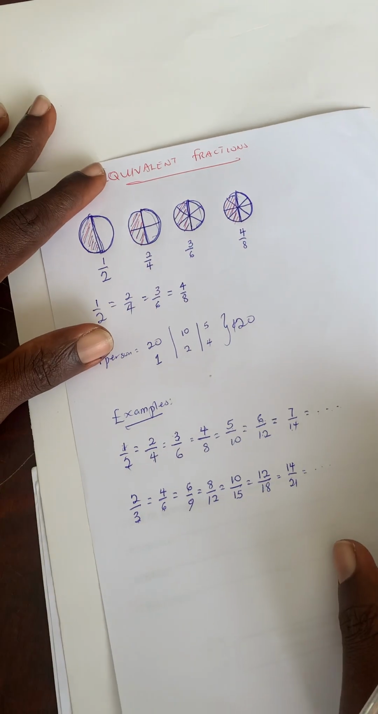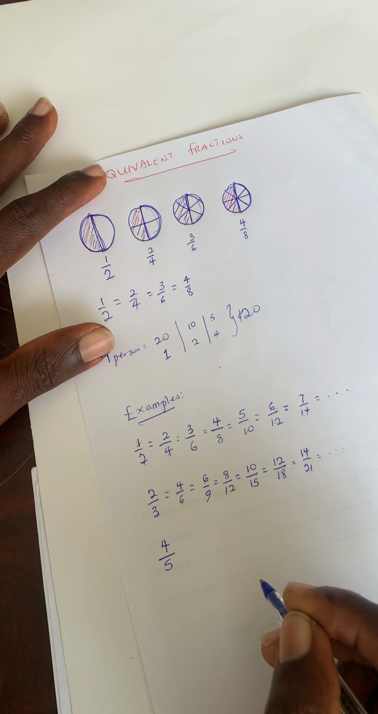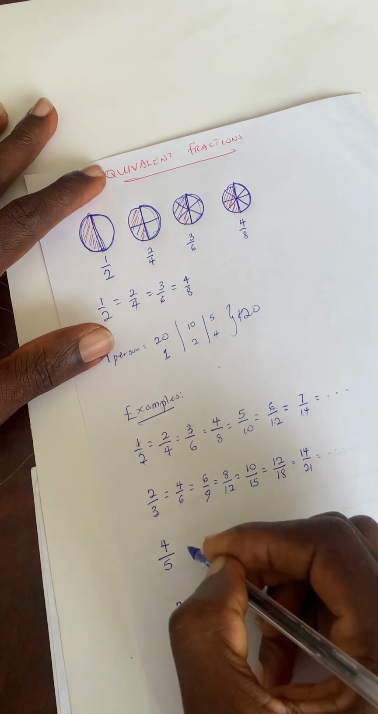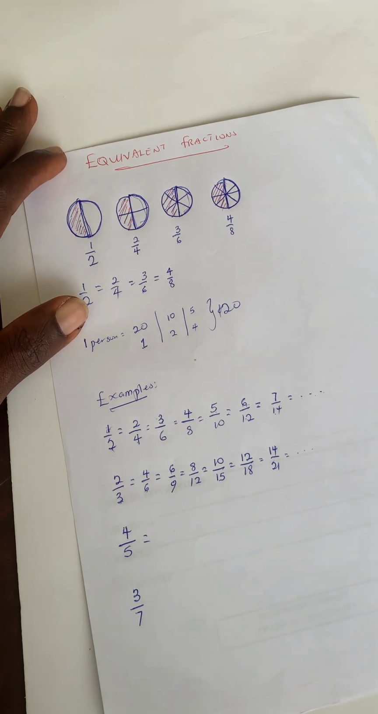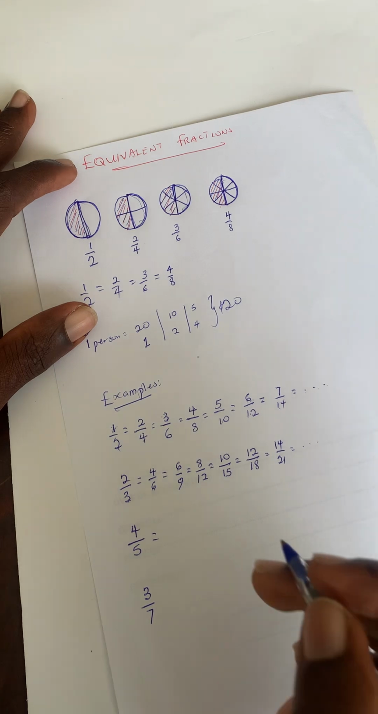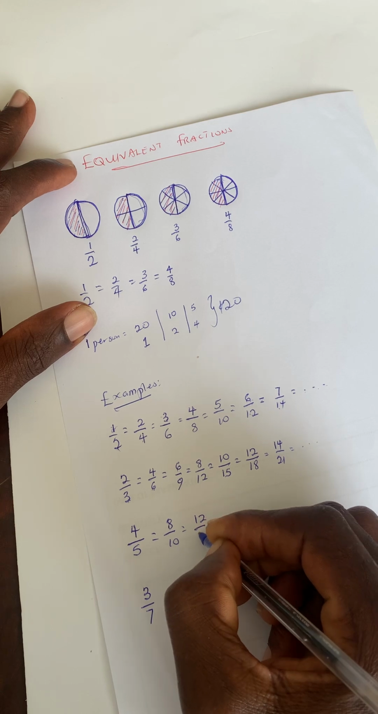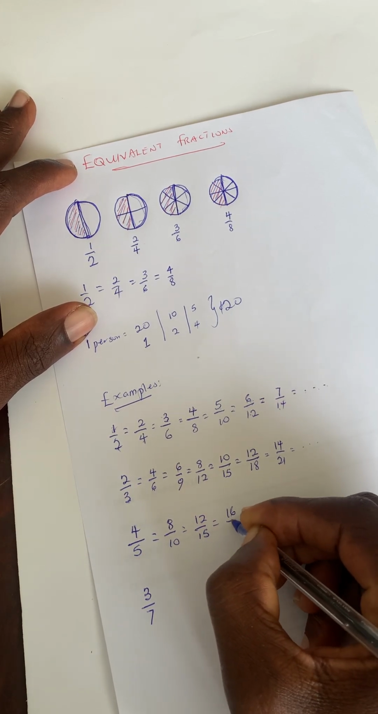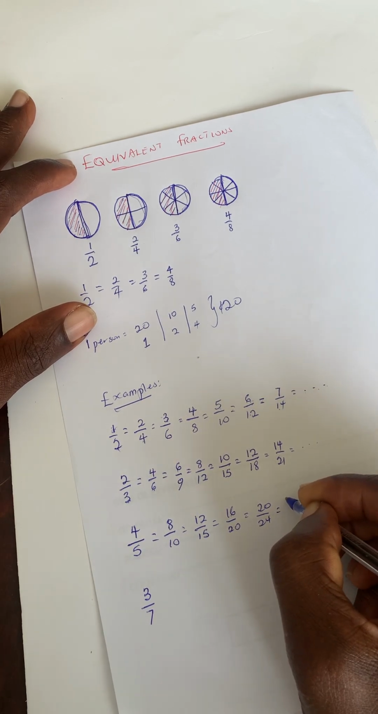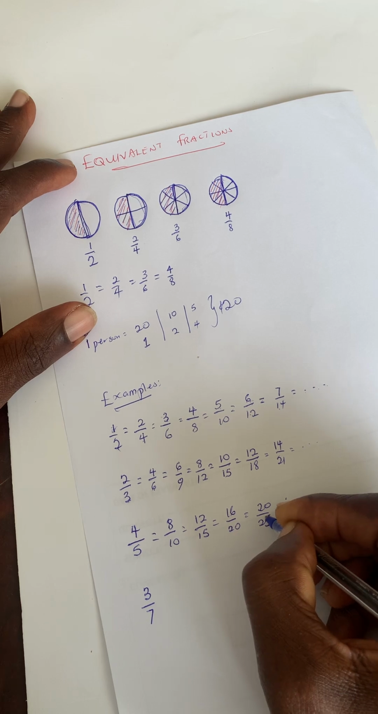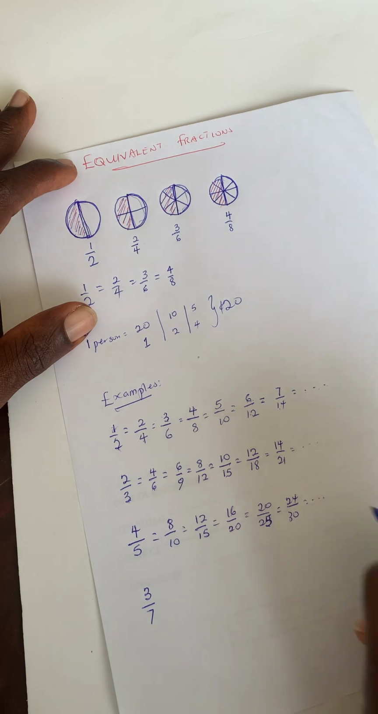So let's try 2 more examples as we bring our lesson to a close. 4 over 5 and 3 over 7. So pause the video and write the solution down. Right, now let's get to work. So we know the answer is 8 over 10, 12 over 15, 16 over 20, 20 over 25, 24 over 30, and so on.